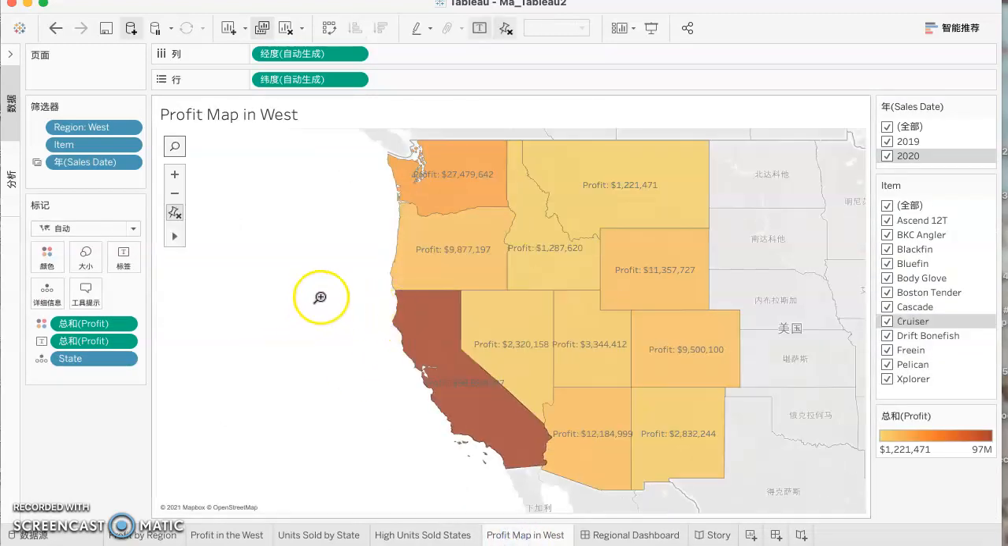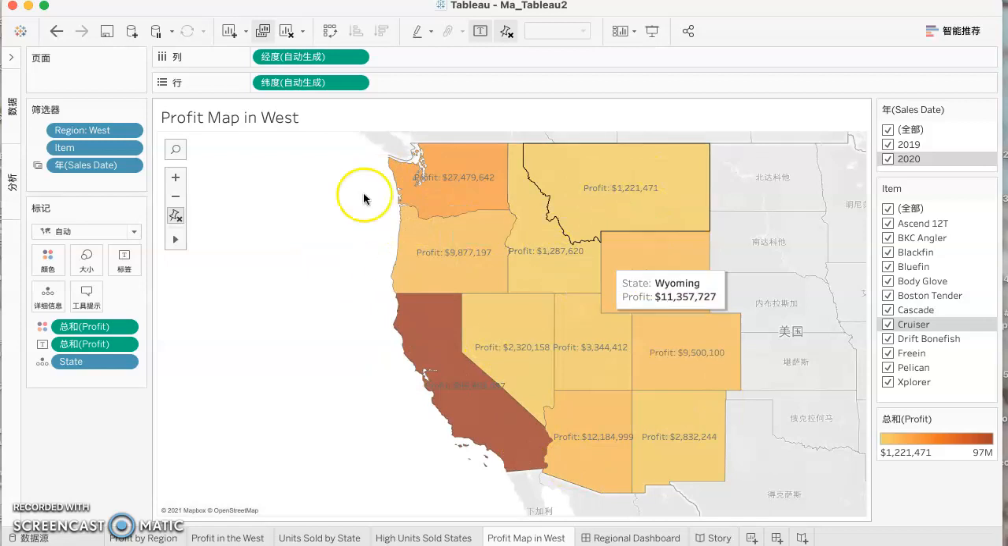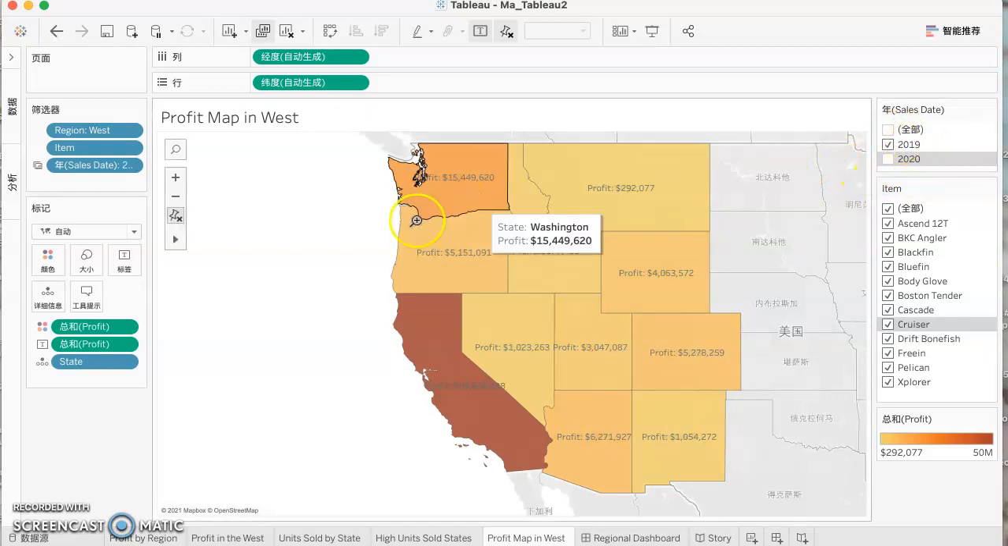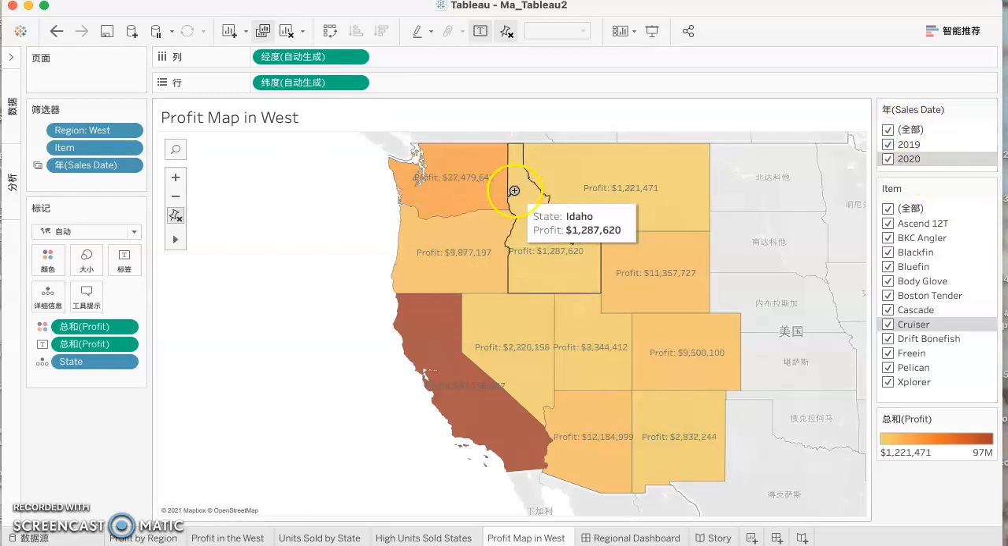And then let's move on to the profit map in the West. The reason why I put this map out is that I want to show that in 2019, let's maybe focus on DC Washington, the profit of it is 15449,620. In 2020 the profit is lower than the previous year, but the whole profit amount of them is still increasing. They add up and it's still increasing.